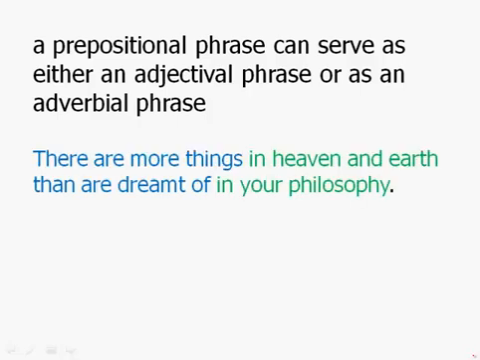Here's another example. This sentence is actually from Hamlet, spoken in Shakespeare's play. "There are more things in heaven and earth than are dreamt of in your philosophy." The first prepositional phrase actually has two objects in parallel, in heaven and earth. This tells us what kind of things. This is an adjectival phrase.